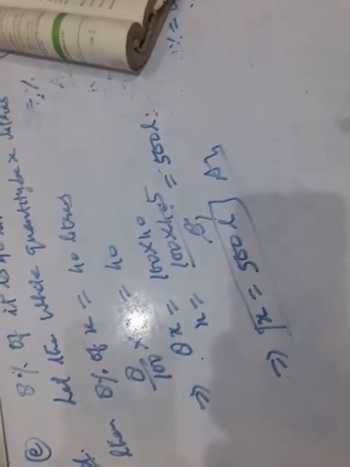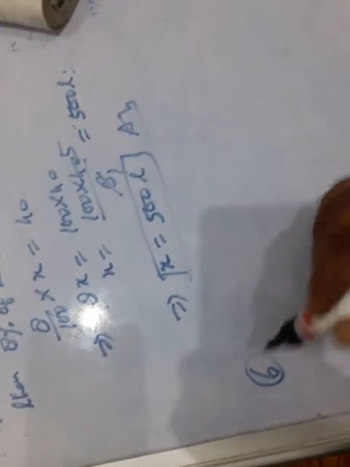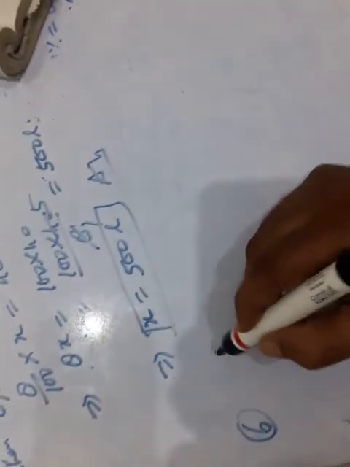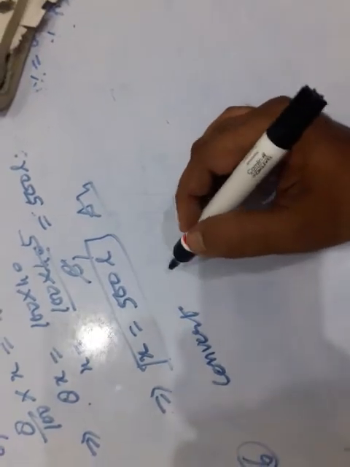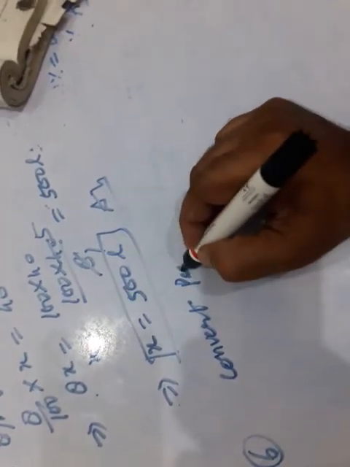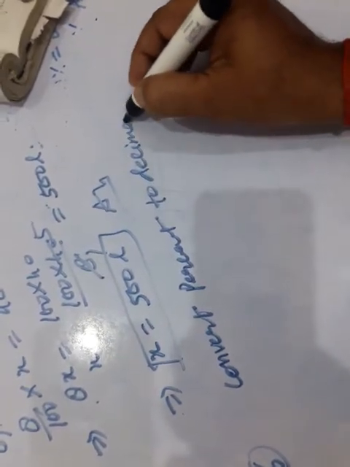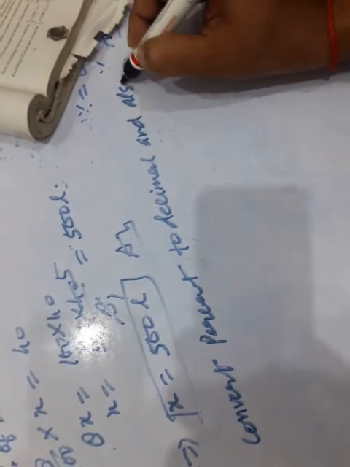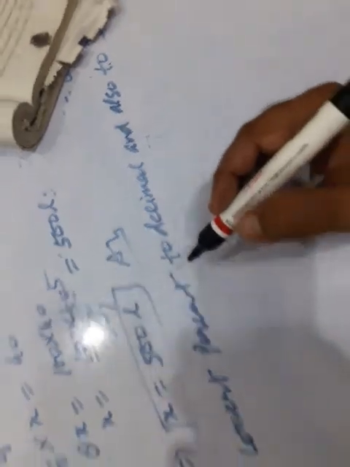Clear? Let us move to question number 6, children. What is it about? Convert given percent to decimal and also to fractions.